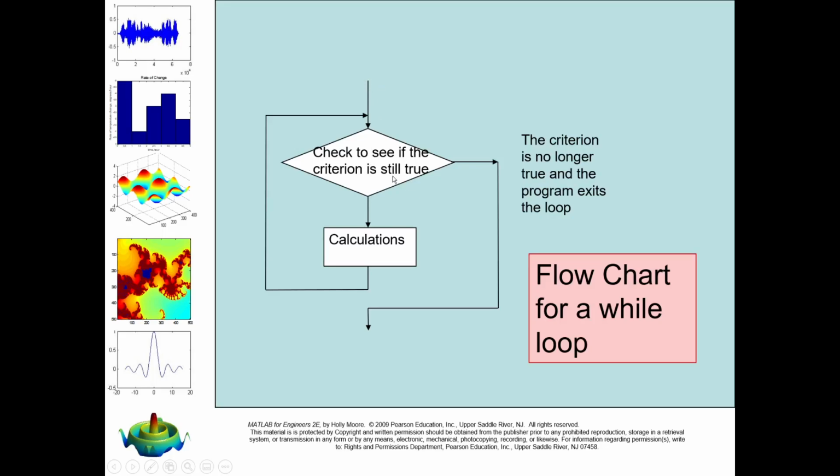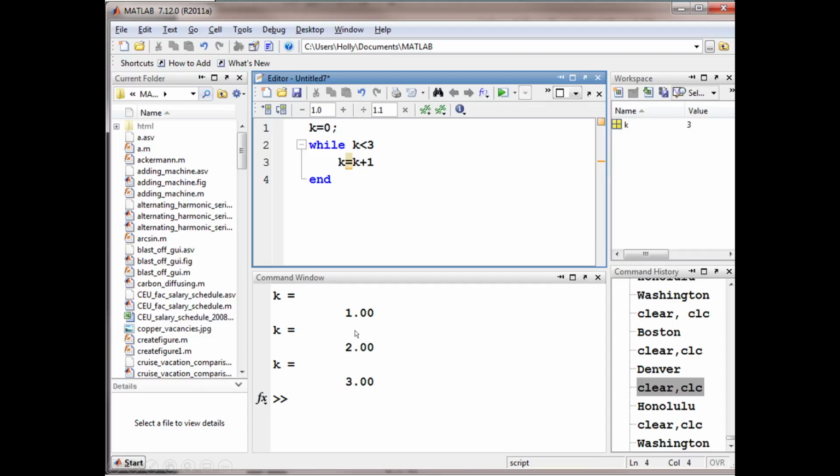If it is true, it will still follow the looping. The first completion of the loop, we call one pass. The second completed looping, we call the second pass, and so on. The only way for MATLAB to exit the looping is when the criteria for whatever you specify inside this diamond shape is no longer true. Only then will MATLAB exit the loop.